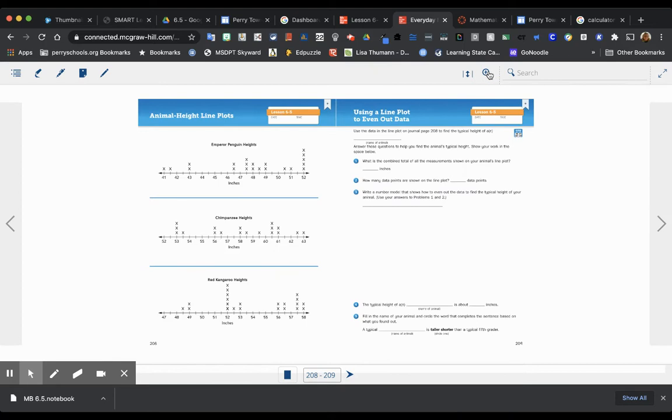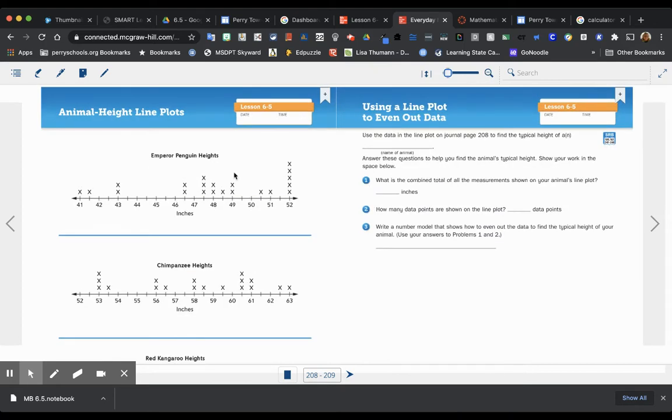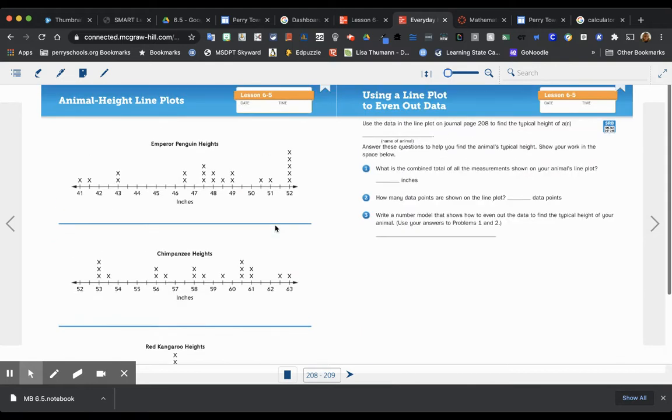So for this purpose, I'm going to look at emperor penguins. It says, use the data in the line plot on journal page 208 to find the typical height of a, and so we're going to put that in here. So this is my example. I want you to do one on your own and look through it to work through this.